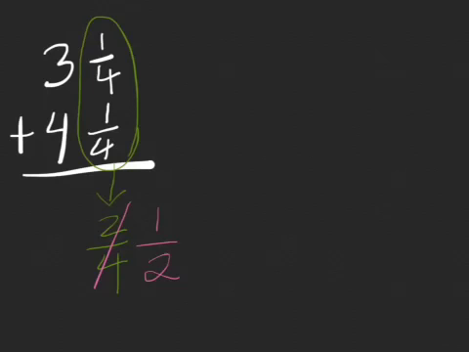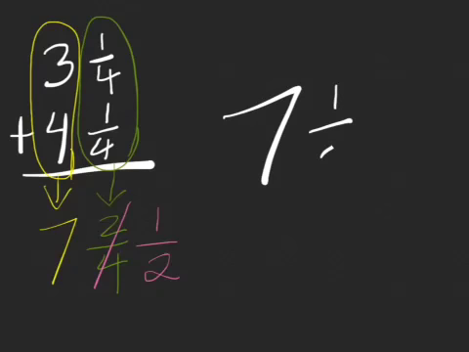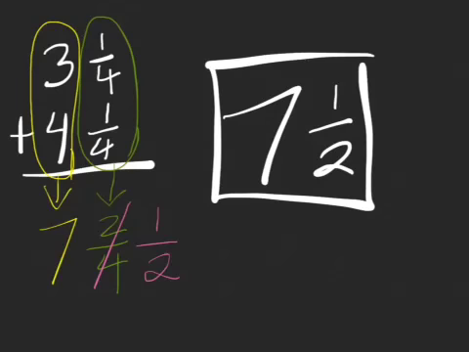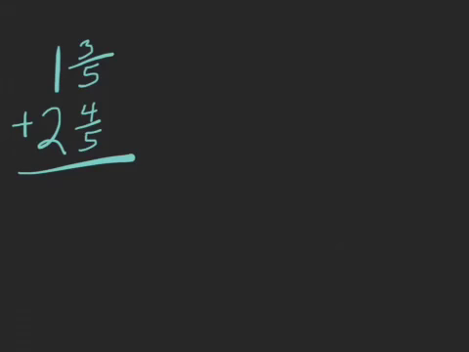And then we've also got our whole numbers. 3 plus 4 is 7. So as a final answer, we have not 7 2/4, but 7 1/2 for the final answer. So altogether, Shane and Alex ate 7 1/2 candy bars. Well, we had some other trick-or-treaters as well.